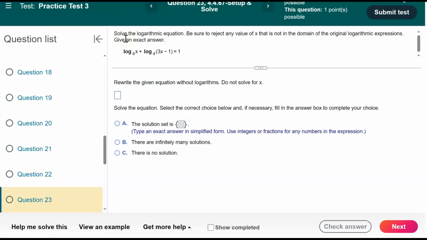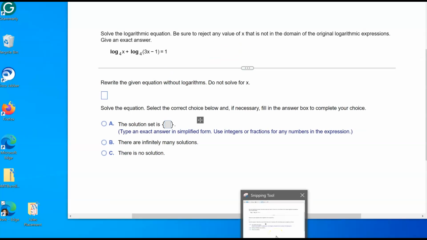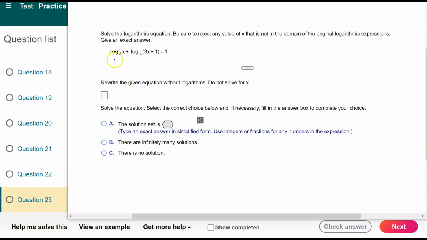Next number, solve the logarithmic equation. This is the logarithmic equation. Find x. Be sure to check for extraneous roots, or check your answers. So to solve any logarithmic expression, the first step is to combine. Since this one has 2 terms, you have to combine this as a single logarithm. So you're going to use properties of logarithms to combine them.